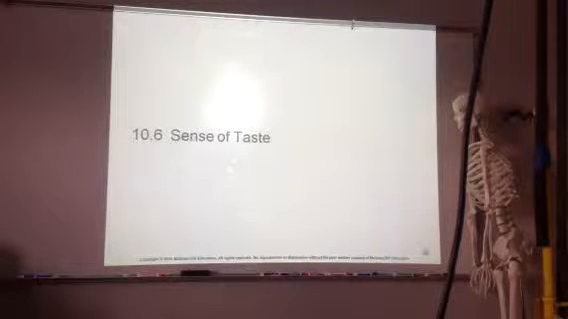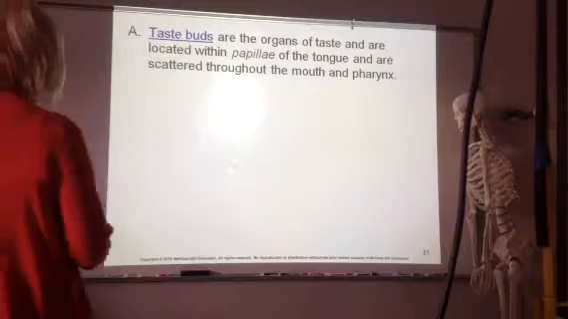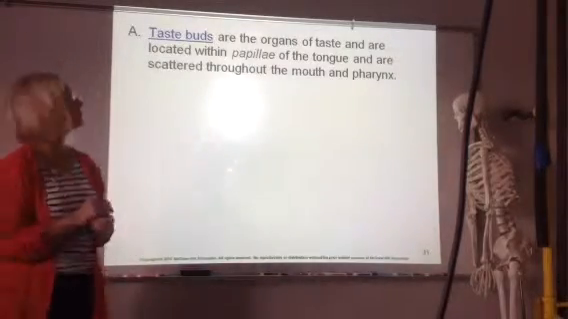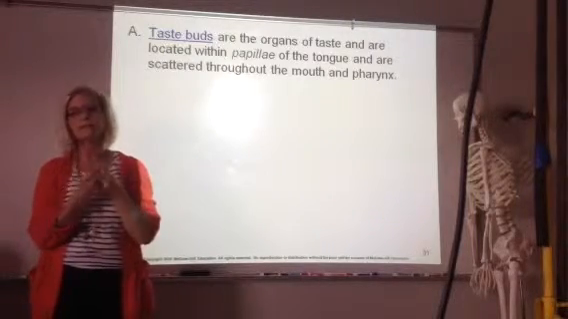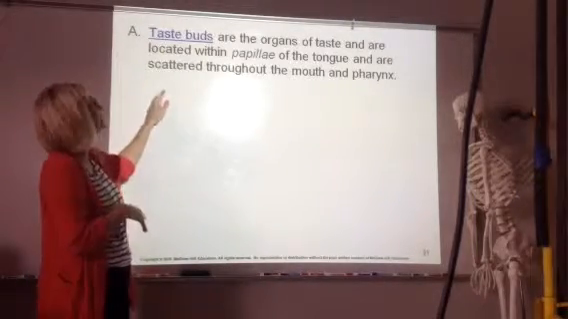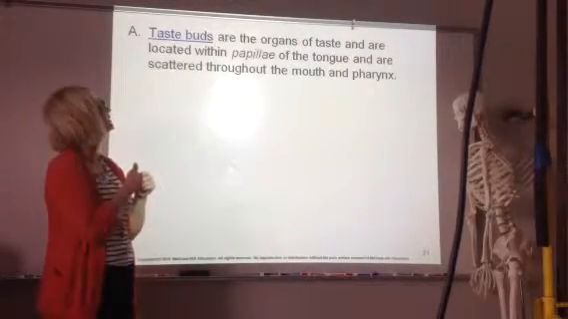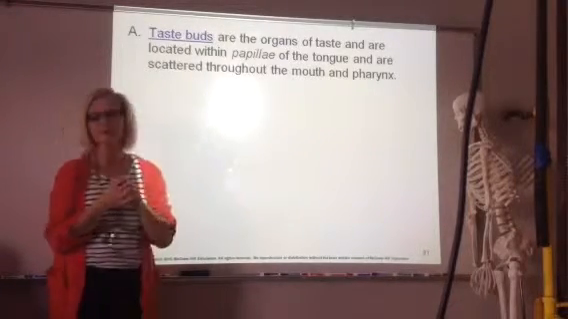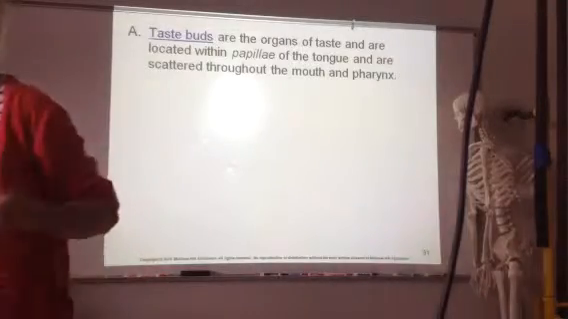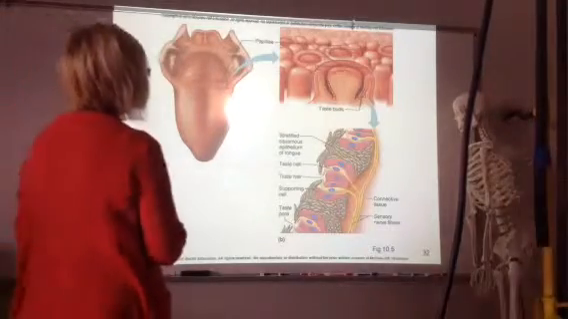Next one, sense of taste. So dealing pretty much with your tongue. Taste buds, which I'm sure you've heard about before you ever took this class. So taste buds are your organs of taste. They're found scattered on your tongue. They're located within the papillae, the little bumps on your tongue, and they're scattered throughout your mouth and into your pharynx. So it's not just your mouth, your taste buds go further back into your pharynx also.